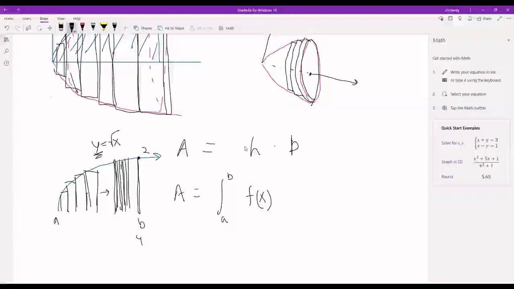That's the height. And now the width, this is where the d of x comes from. This d signifies a tiny, tiny little change in x. So a little nudge in the x value. So basically, this is the base and this is the height.